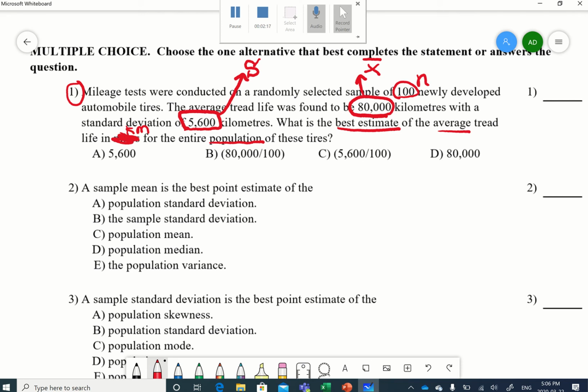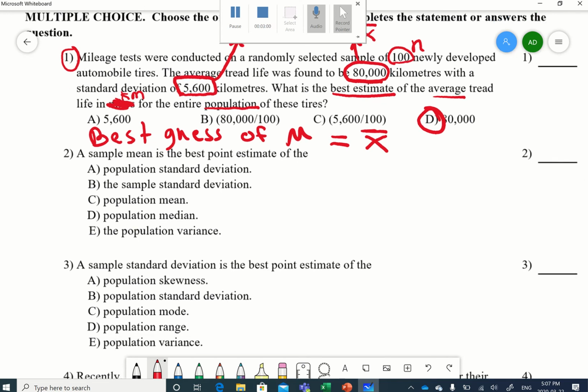So our best guess, we don't know what the population mean is. What we only have with us is the sample mean. So that is our best guess. In other words, this question is talking about the point estimate. What is the point estimate of the population mean, which is the sample mean? So the best guess of mu, the population mean, equals its sample value, which is 80,000.